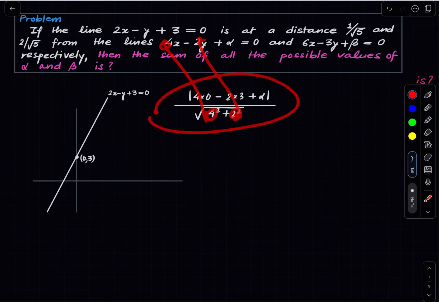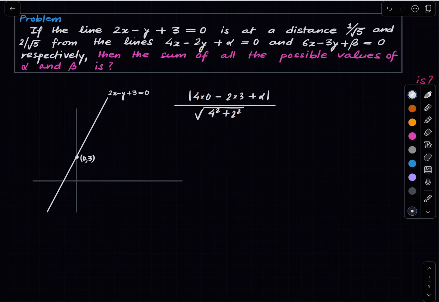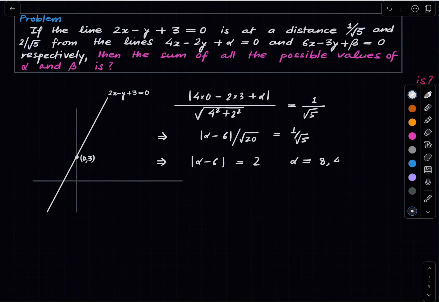So 4 square, 2 square. Yeah, I'm sure you remember the distance formula. And this is equal to 1 by root 5. So we get this, and therefore alpha has these two possibilities, 8 and 4. So those are the two possibilities for alpha.